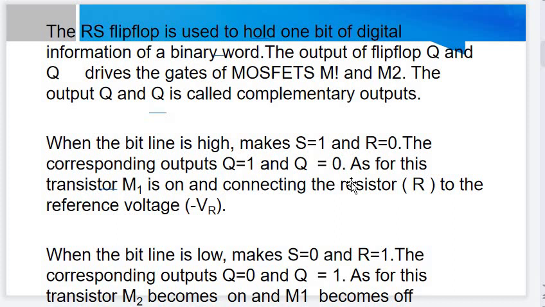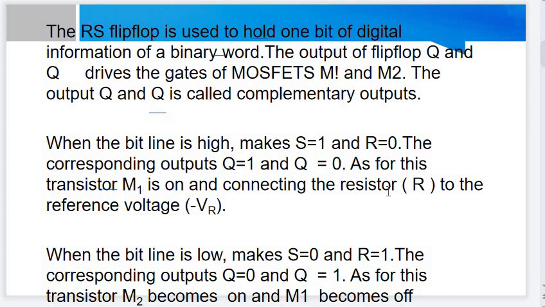The RS flip-flop is used to hold one bit of digital information of binary word. The output of flip-flop Q and Q complement drive the gate of MOSFET M1 and M2. The output Q and Q complement is called complementary output. When the bit line is high, make S equal to 1 and R equal to 0. The corresponding output Q equal to 1 and Q bar equal to 0. Hence transistor M1 is on and connecting the resistor R to the reference voltage minus VR.